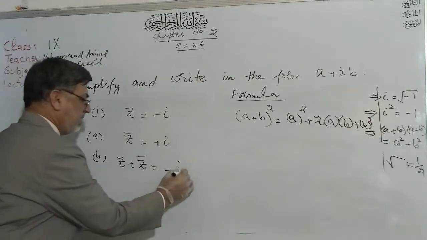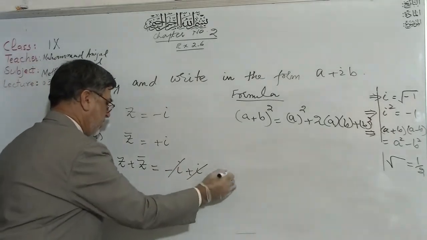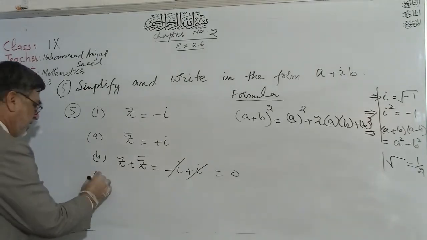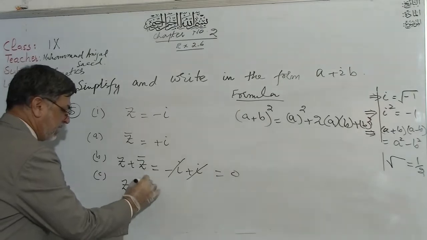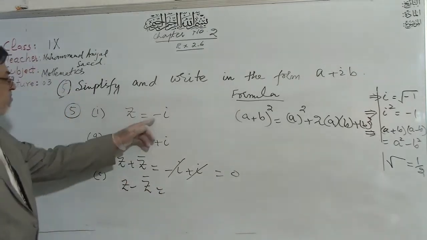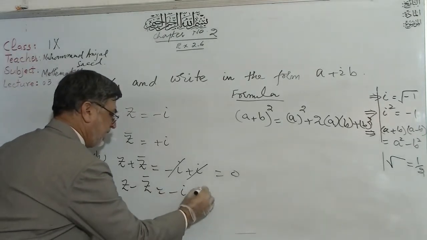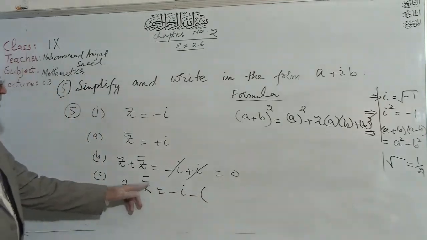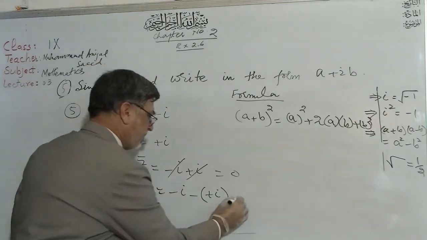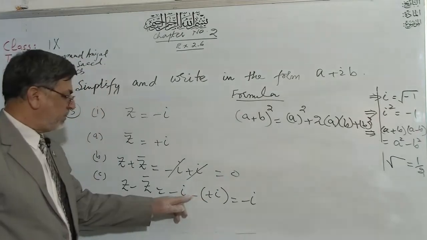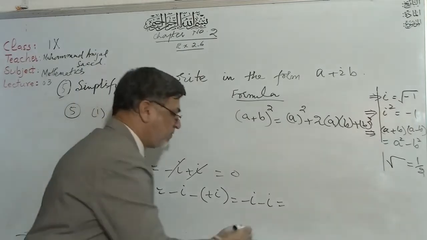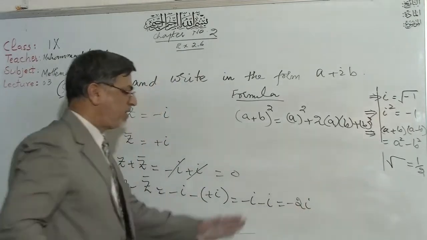Plus z bar is plus iota. Cancelled out, you got 0. After that, z minus z bar, apply the values. z is minus iota, minus, then what about the z bar value? This is plus iota. Minus iota minus iota, that will be minus 1 and minus 1 is minus 2 iota. That is your answer.